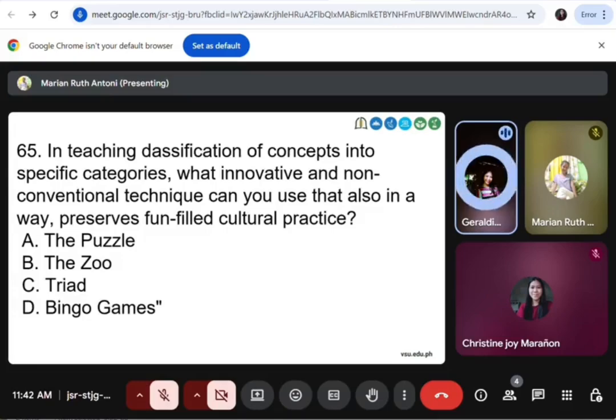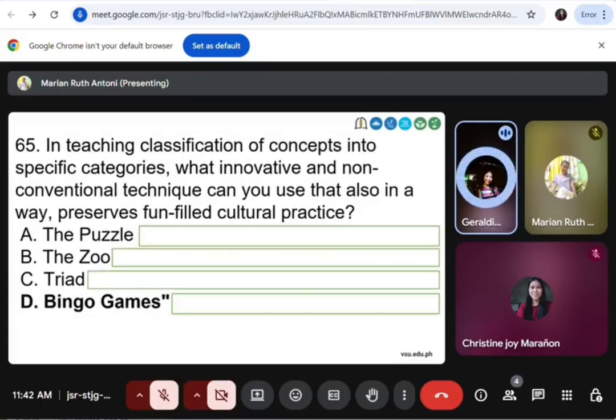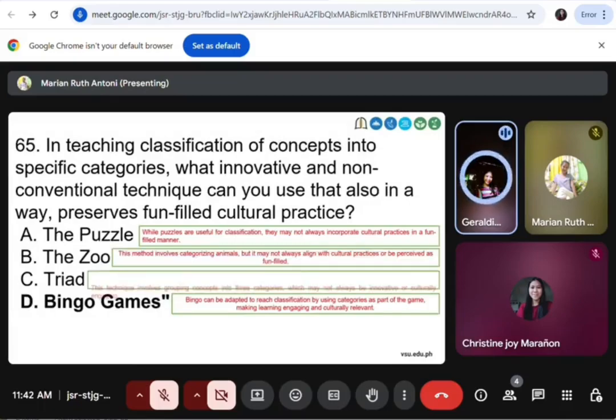So the correct answer is letter D, bingo games. It's because bingo can be adapted to teach classification by using categories as part of the game, making learning engaging and culturally relevant. Why not letter A, puzzle, or letter B and C, the zoo and trade?